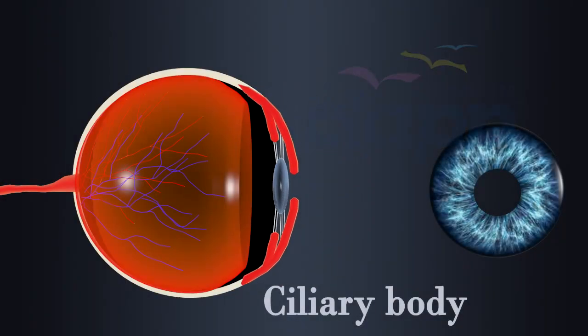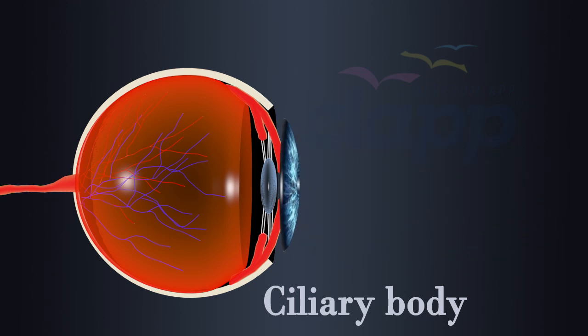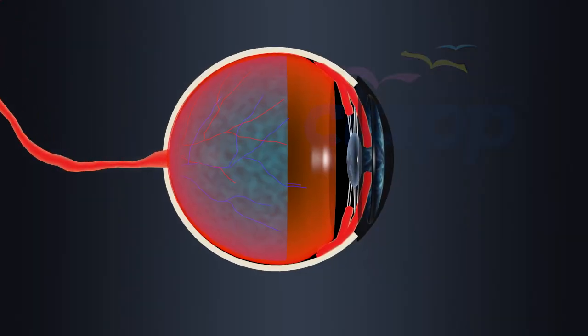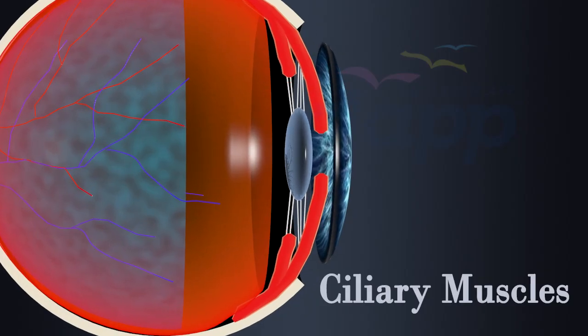Ciliary body. The ciliary body is a ring-shaped structure located behind the iris. It consists of ciliary muscles and ciliary processes. Ciliary muscles are responsible for changing the shape of the lens to allow the eye to focus on near and distant objects.